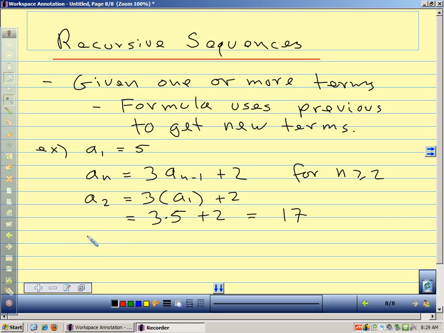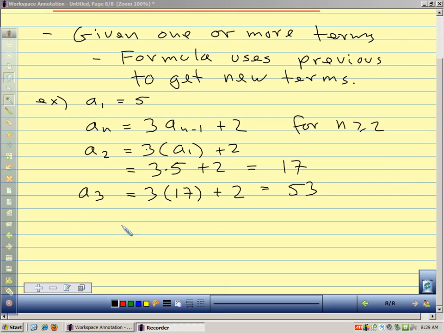And then a sub 3 is going to be 3 times the previous term, 17, plus 2, and that equals 53. And my fourth term is going to be 3 times 53 plus 2, which gives me 161.